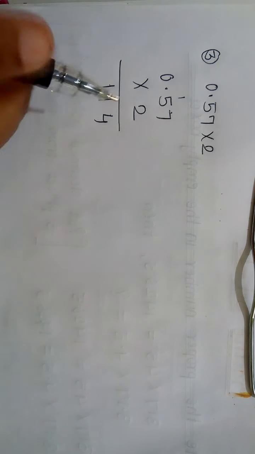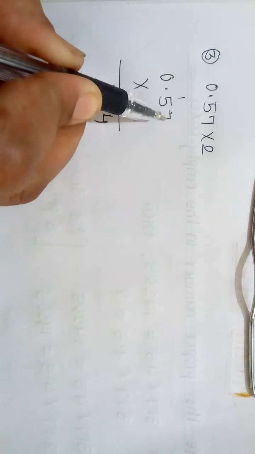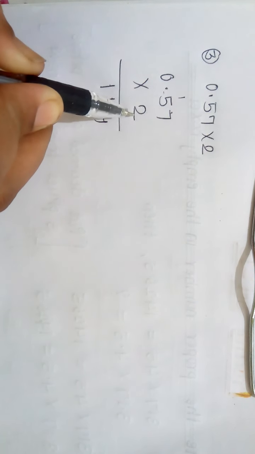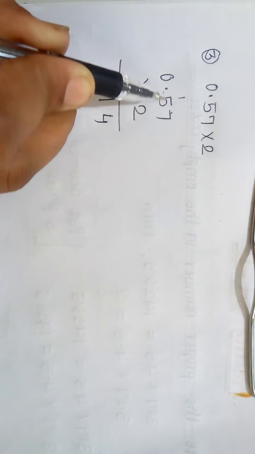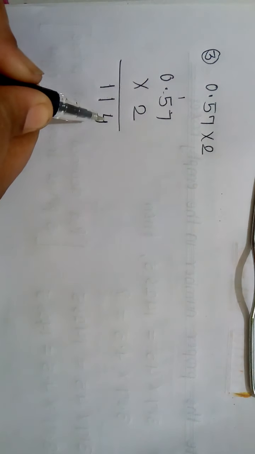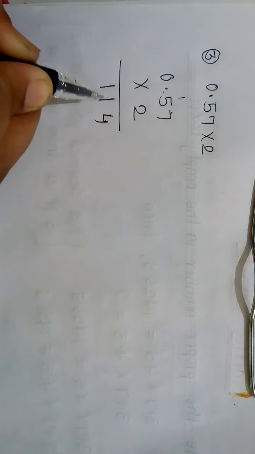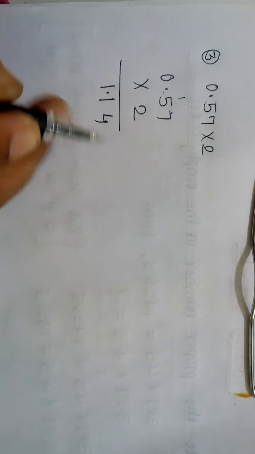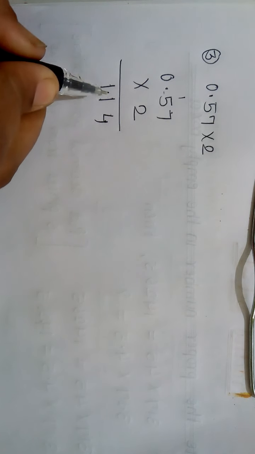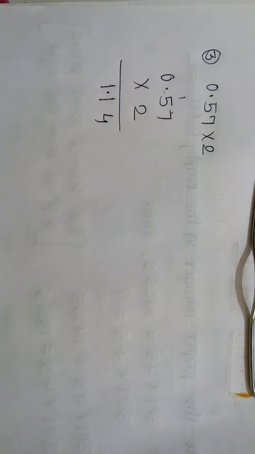But we will think about the point. Here 2 places are there and here no point. So only we will think about these 2 places. So here first place, second place, here the point will be there. Right, from the right side we have to leave 2 places and give the point here. This is our answer, 1.14.